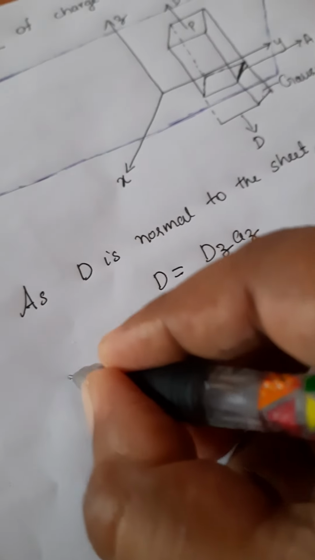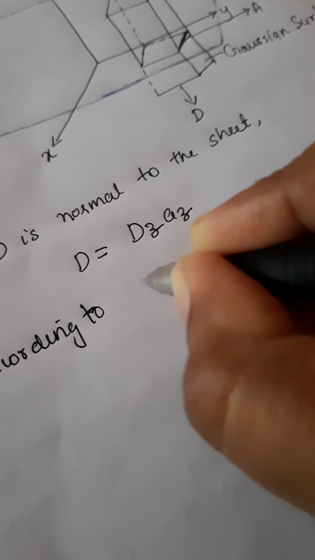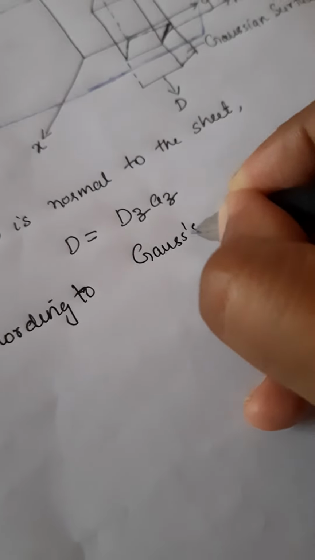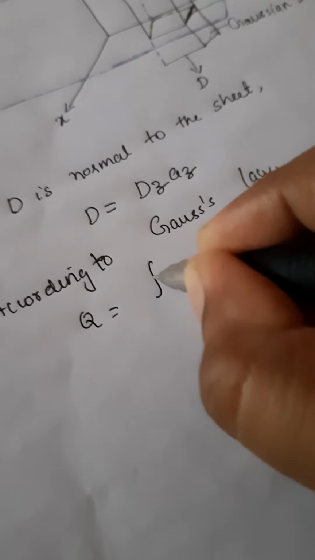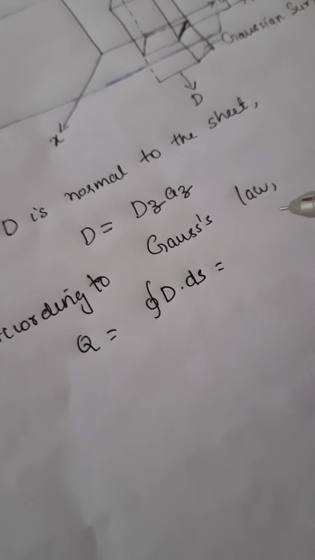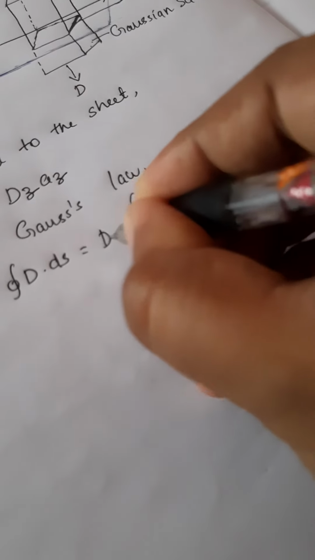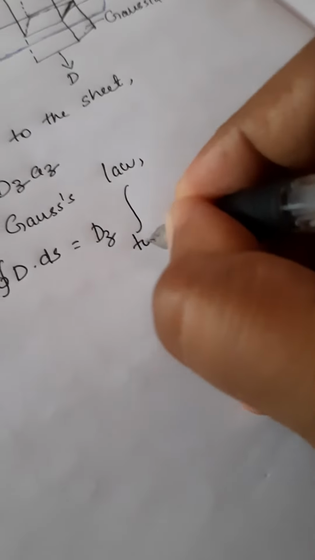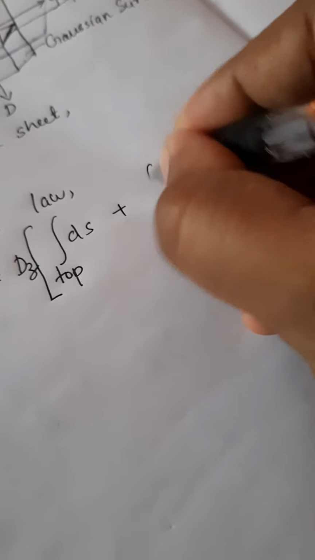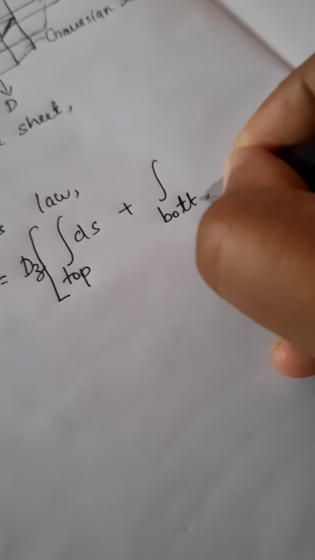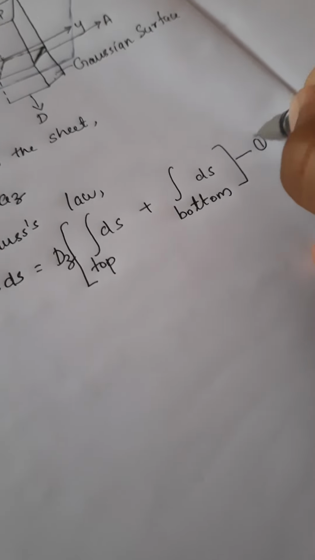Now according to Gauss's law, we can write Q is equal to closed integral D dot dS. Here we require the normal component of the flux density, so that is along the top surface and bottom surface. So Dz will be along the top surface and along the bottom surface. So this we can keep as equation number 1.